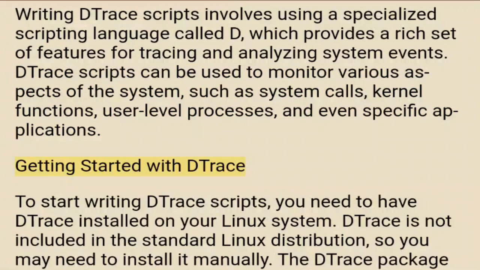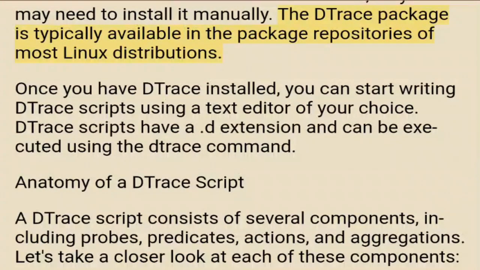Getting started with dtrace. To start writing dtrace scripts, you need to have dtrace installed on your Linux system. dtrace is not included in the standard Linux distribution, so you may need to install it manually. The dtrace package is typically available in the package repositories of most Linux distributions. Once you have dtrace installed, you can start writing dtrace scripts using a text editor of your choice. dtrace scripts have a D extension and can be executed using the dtrace command.